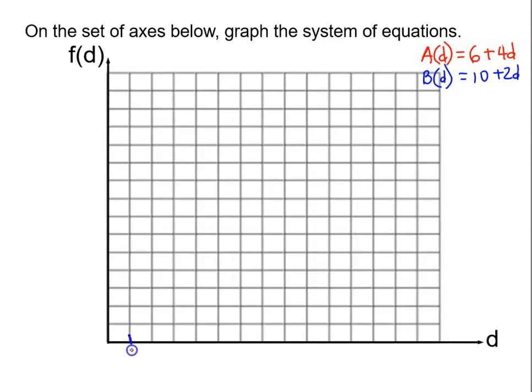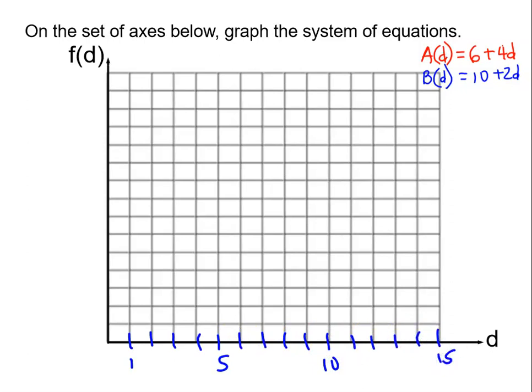So I think I'm going to go by ones here for how many days of growth we have. So we've got 1 day of growth, 2, 3, 4, 5, 6, 7, 8, 9, 10 days of growth. 11, 12, 13, 14, 15 days of growth. Let's see if that will work.